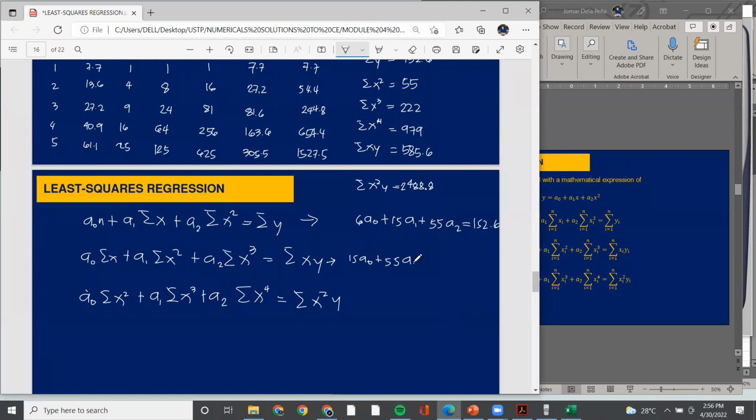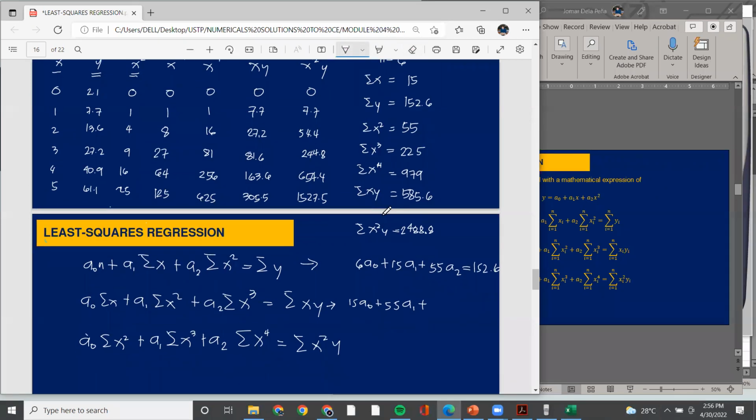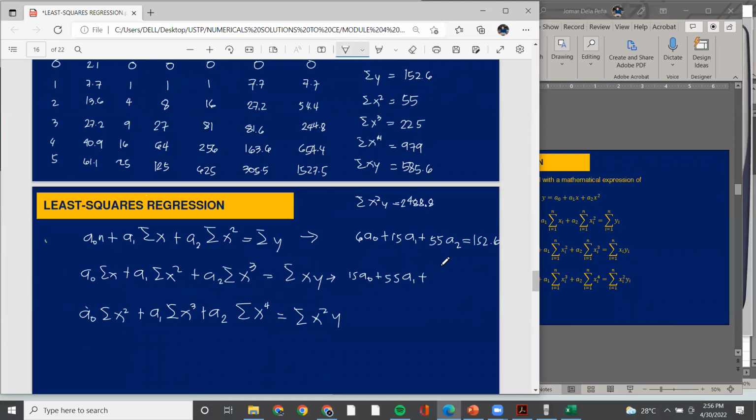Excuse me, sir. Yes. Sir, 3 cubed kay dili 24, it's 27 po. Ug ang summation of x cubed kay 225 po. Kani? 3 cubed, 27? Yes sir, 27 siya. Then 225 ang summation of x cubed. Okay, thank you.